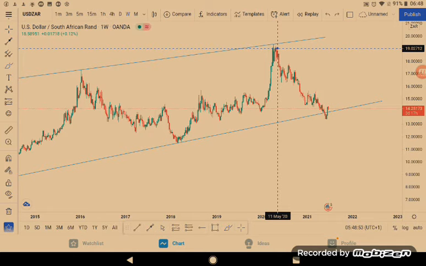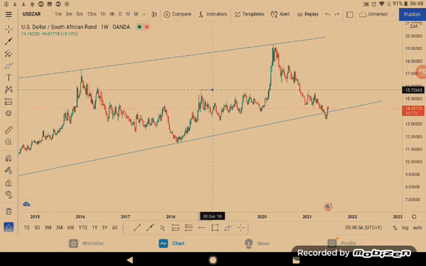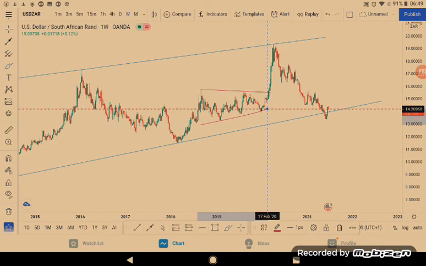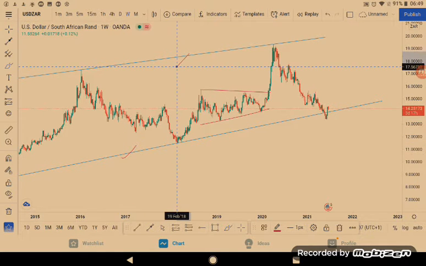Then after this happened, we saw, okay, here's a structure. It formed. So there's always structure within structure. This is the bigger time frame structure, monthly, and then this is the weekly.